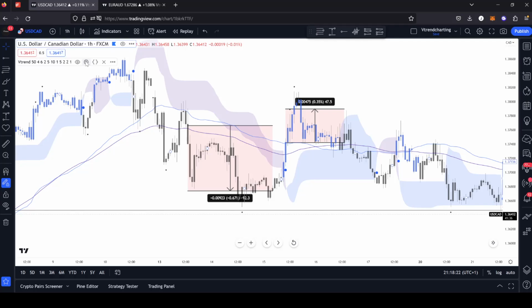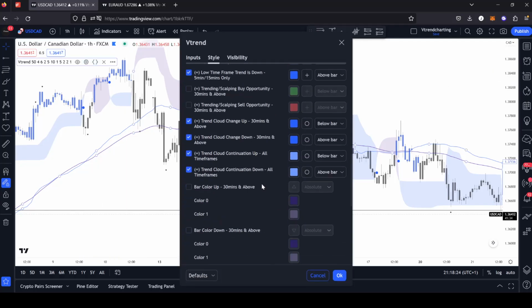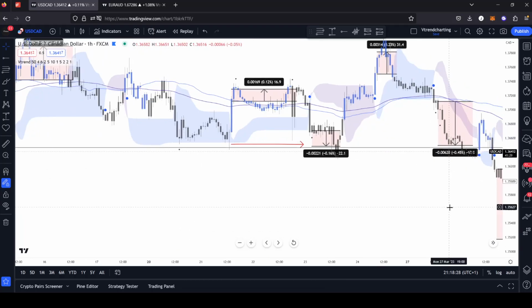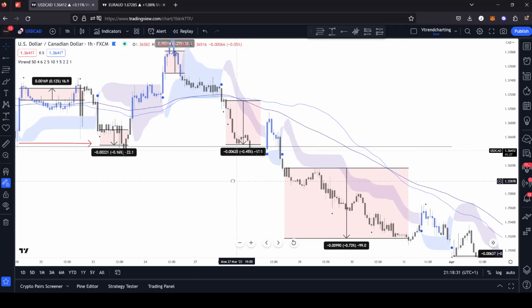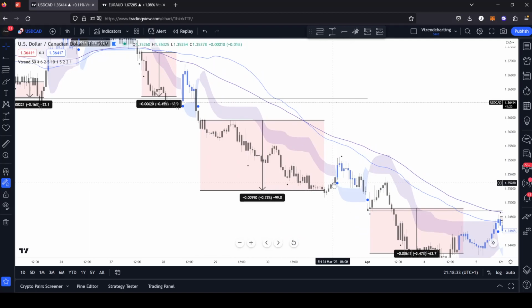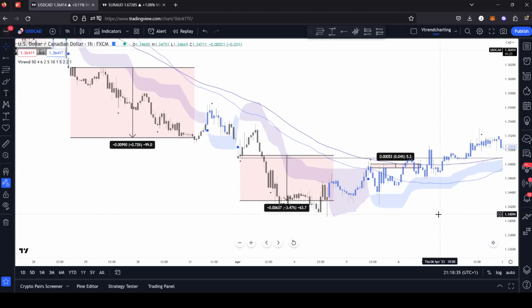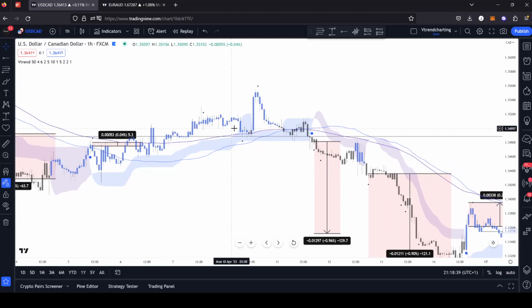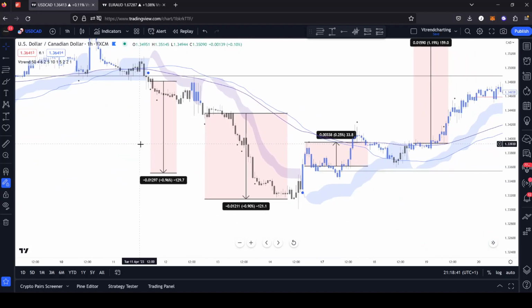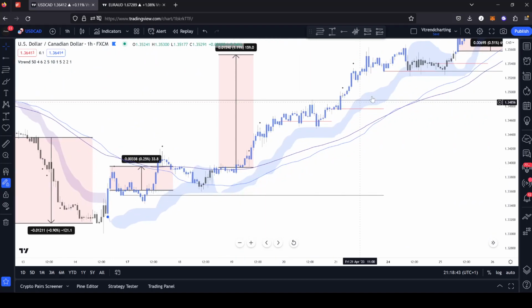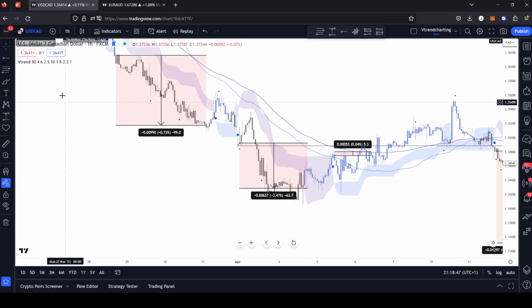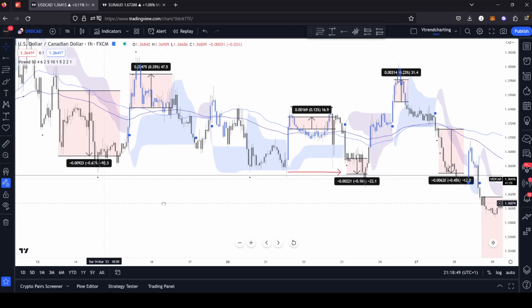So to reduce the noise, what you can do is take off the continuation signals and play it by ear to reduce the noise, because these initial change ones are supposed to be more authoritative anyway, and then you can just take it as you see fit. But we've still got some decent pips out of this strategy for USD CAD.